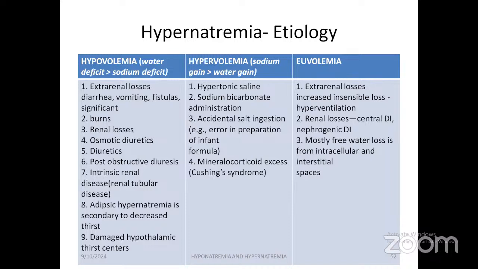Coming to the etiology of hypernatremia, is it because of hypovolemia, hypervolemia, or euvolemia? If it is hypovolemia, we have already looked into this: are there any extrarenal losses, burns, osmotic diuretics? We have to look into all this. If there is hypervolemia, this could be because of hypertonic saline, bicarbonate infusion, or accidental salt ingestion. If the patient has euvolemia, it could be because of increased insensible losses or hyperventilation, and mostly free water loss is from intracellular fluid and interstitial spaces.